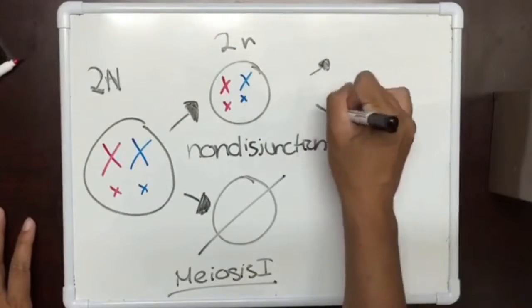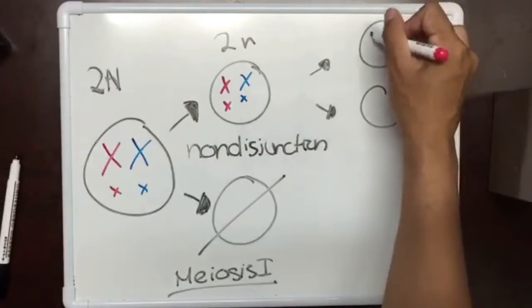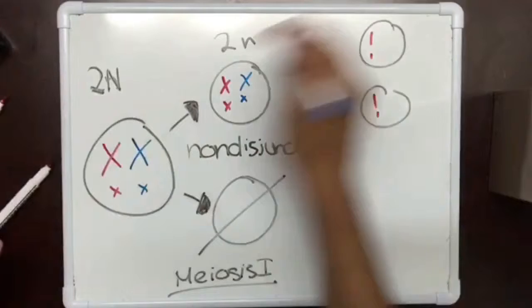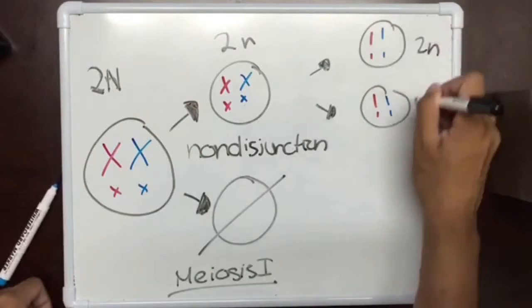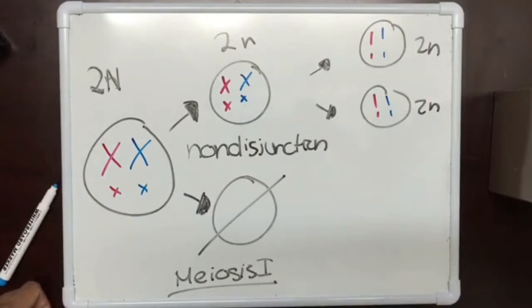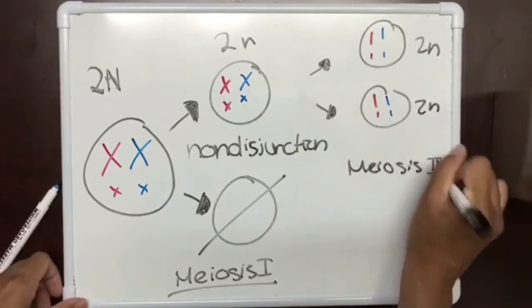The top cell moves on to meiosis 2 and splits from the chromosomes into chromatids, also known as unreplicated chromosomes. These end up being 2N cells.